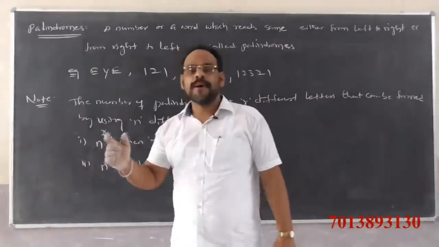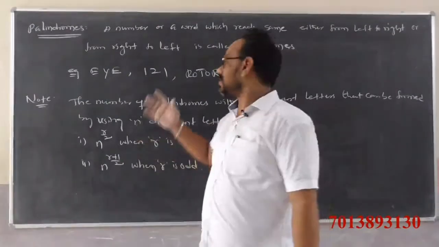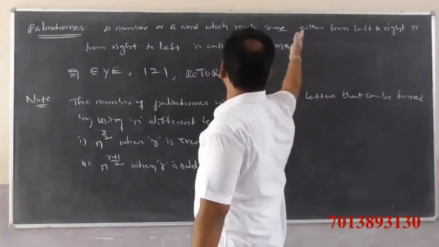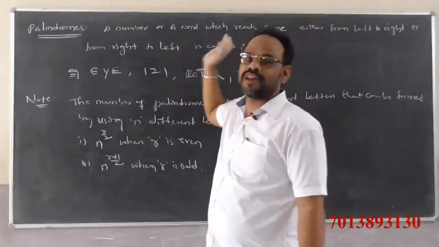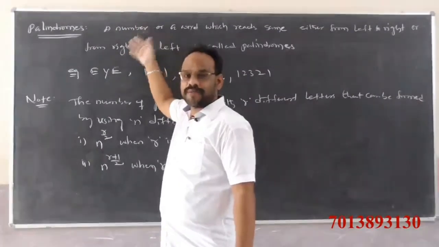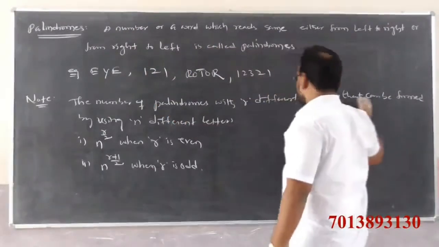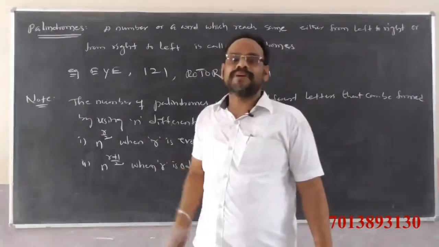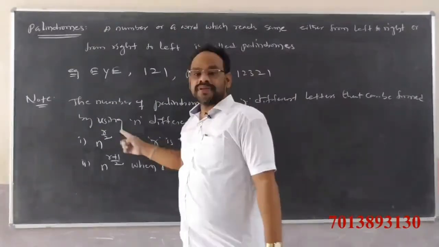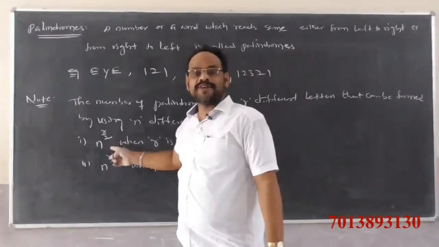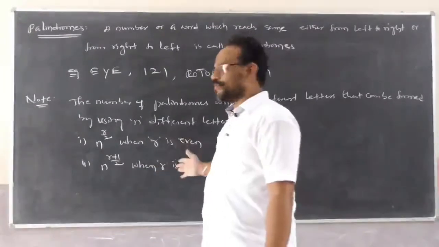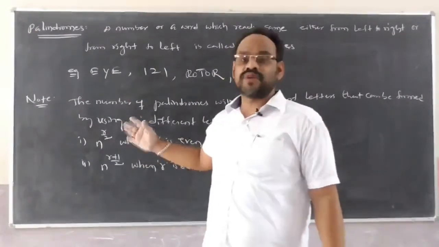How to find the number of palindrome words or letters? A number or a word which reads the same either from left to right or from right to left is called a palindrome. So how do we calculate the number of palindrome numbers with r distinct things, given n different things? It depends on the r value. If r is even, the number of palindromes is equal to n power r by 2. If r is odd, then the number of palindromes is equal to n power (r plus 1) by 2.